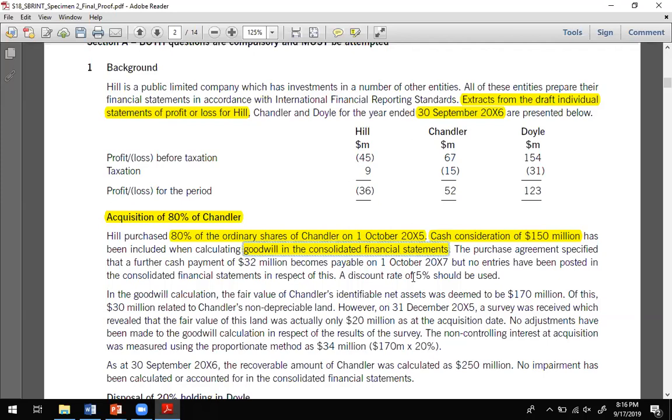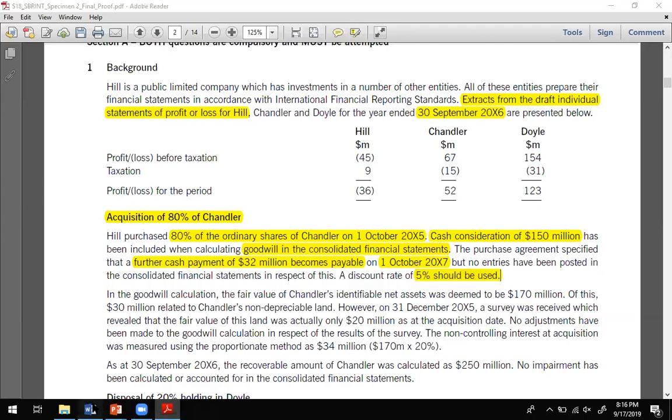But let's read further where the question says that the purchase agreement specified that a further cash payment of 32 million becomes payable. Becomes payable means this is a deferred consideration which we have discussed previously, and we're going to pay this on 1st October 20x7. But no entries have been posted in the consolidated financial statements in respect of this. A discount rate of 5% should be used.